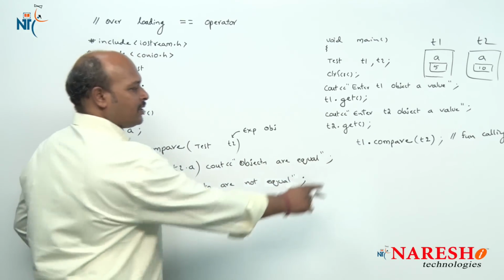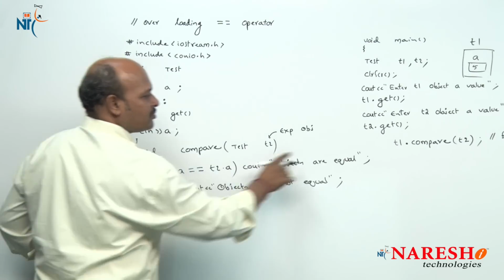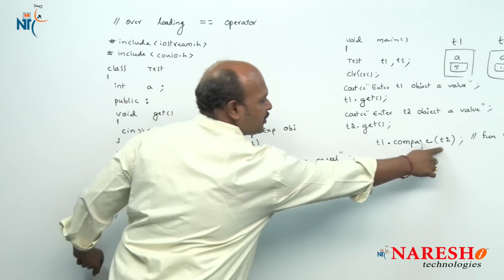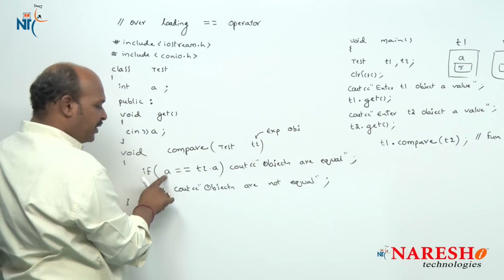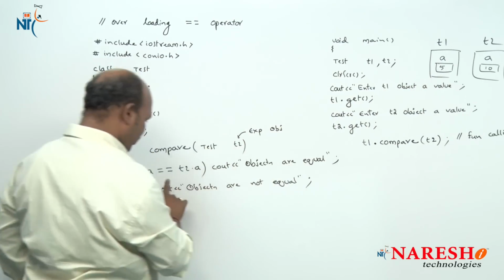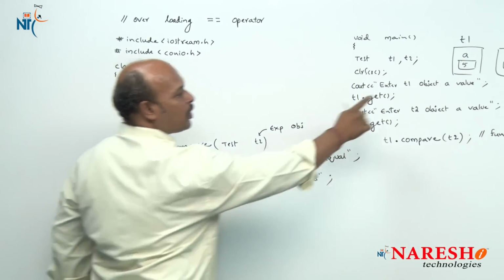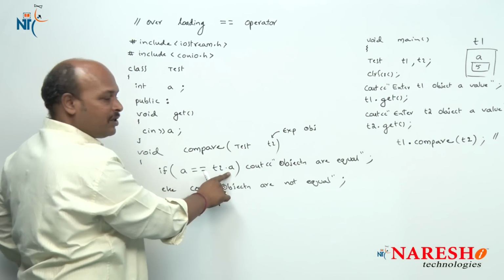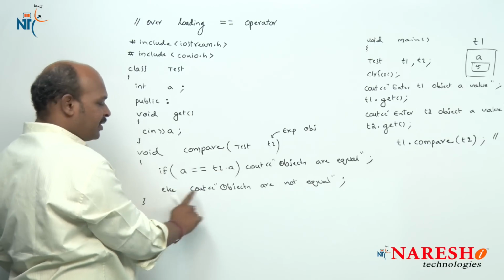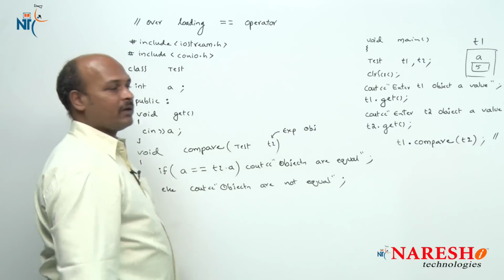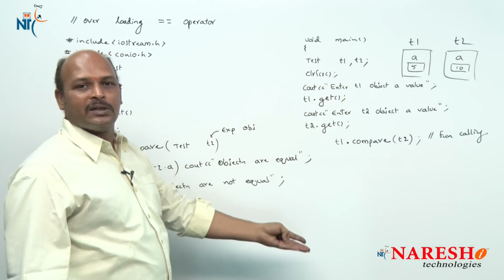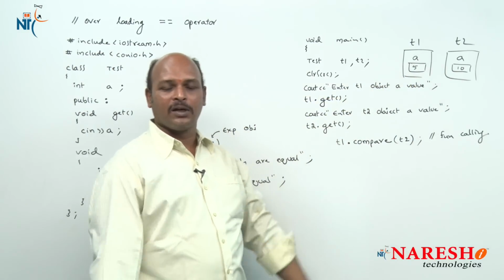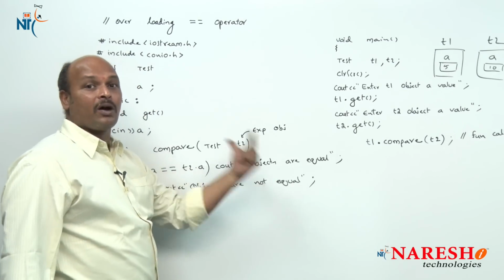Next, this A belongs to T1, and the second one we are sending is T2, so this A belongs to T2. Here T1's A value is 5, and T2's A is 10. Now 5 equal to 10, the condition is false. When the condition is false, it goes to the else part, and the answer is objects are not equal. T1 has 5, T2 has 10, they are not equal, that is why you get objects are not equal.